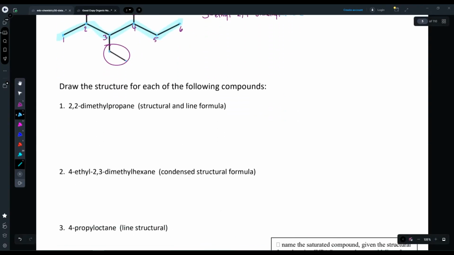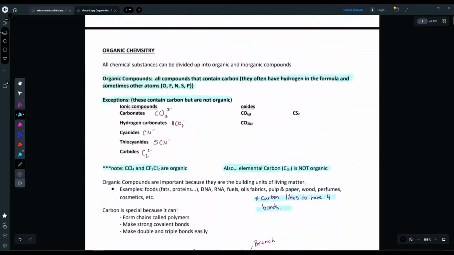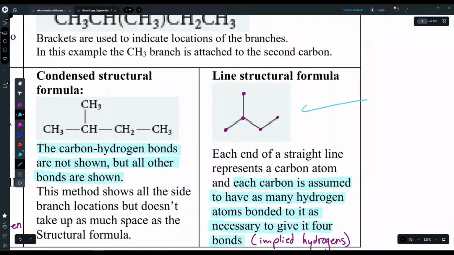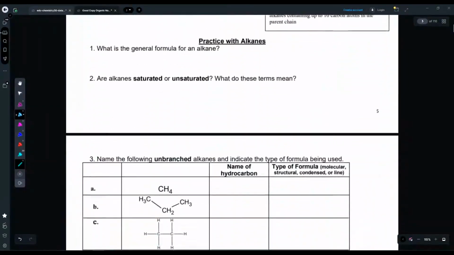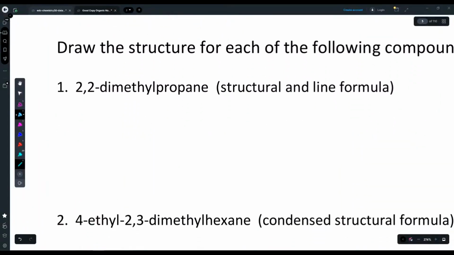Now we're going to switch around and go from the name to the drawing. This first one wants us to do a structural and a line formula. For a structural diagram, if we go back, that's the one where we're showing every single one of the bonds. The line diagram is the one where we're only drawing the bonds between all the carbons and the hydrogens are implied. So let's first do the structural one.